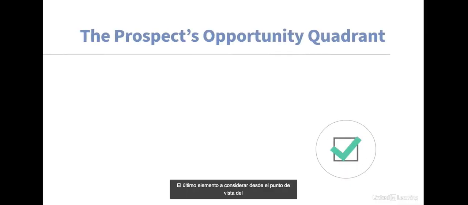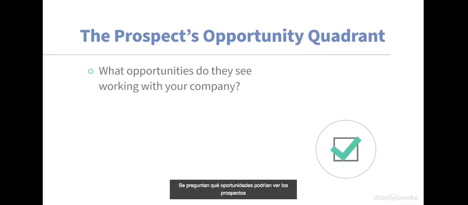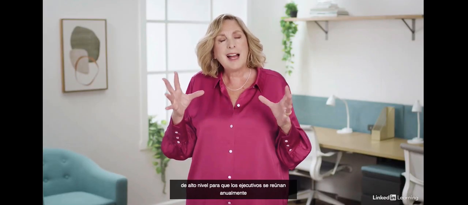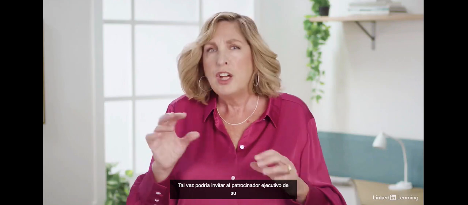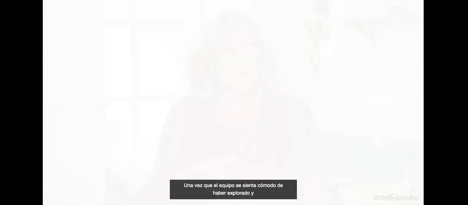The last element to consider from the prospect's view is the opportunity quadrant. They asked themselves what opportunities the prospect might see in working with your company. This yielded several new ideas for engagement. For example, your company has a high-level key customer program for executives to get together annually to share ideas. Perhaps you could invite your prospect's executive sponsor to participate.